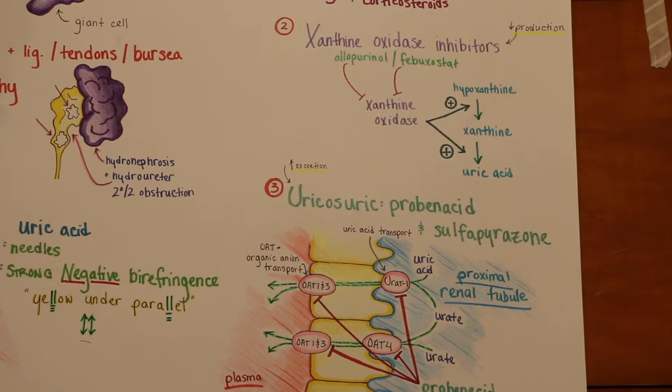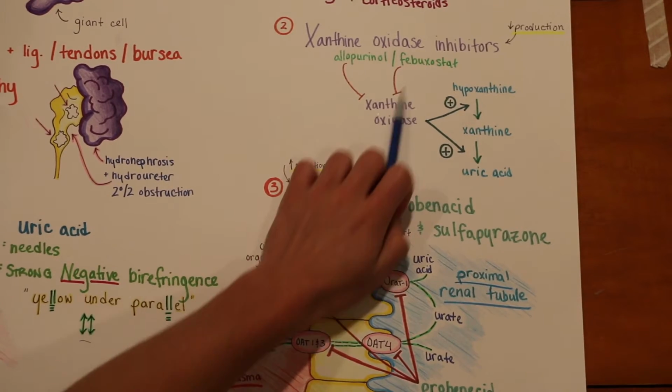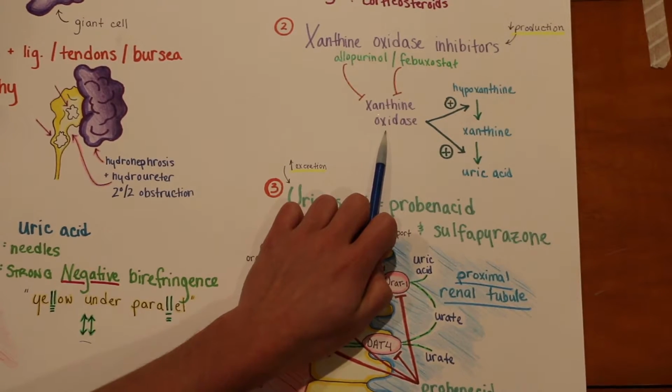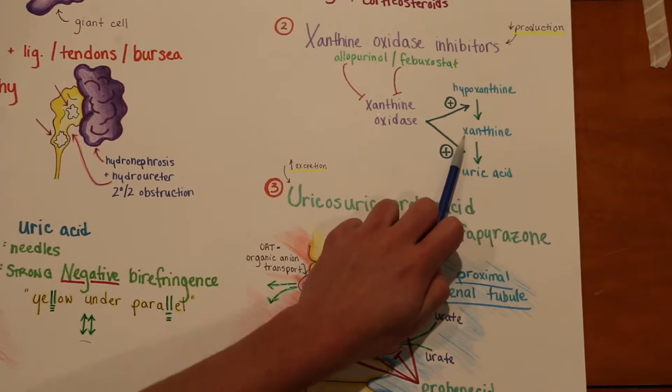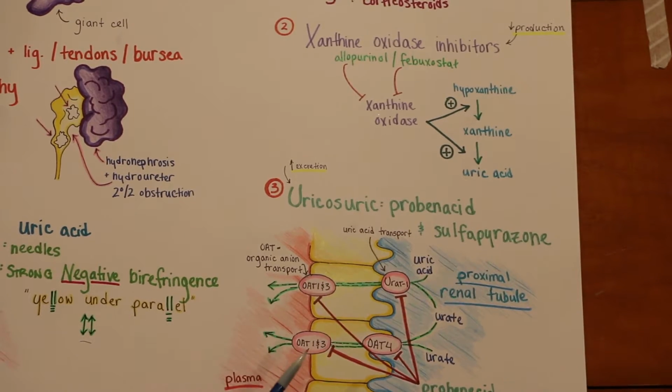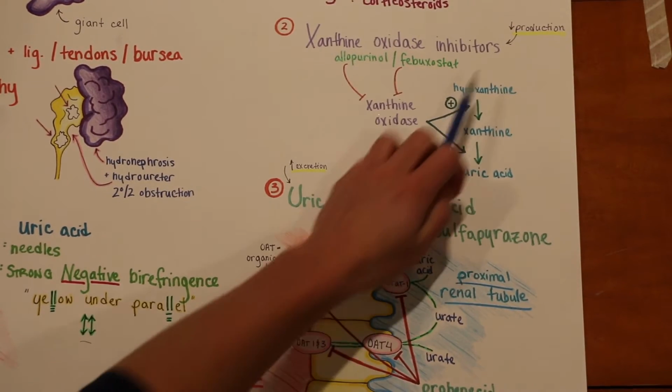These are your xanthine oxidase inhibitors. These two drugs are allopurinol and febuxostat. Xanthine oxidase inhibitors are going to block the conversion of hypoxanthine to xanthine and xanthine to uric acid, so decreasing the production of uric acid.